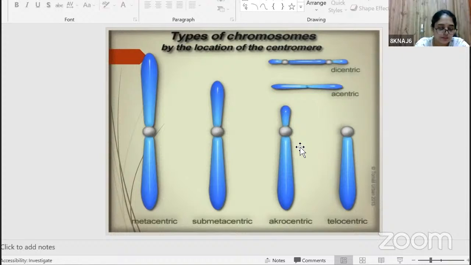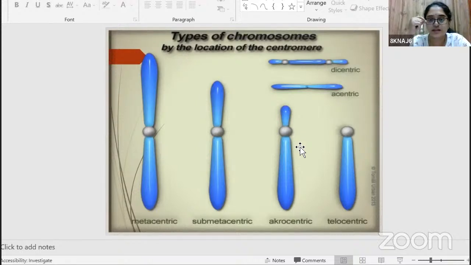Somatic cells have a diploid complement, that is 46 chromosomes, whereas sperm and ova have a haploid complement of 23 chromosomes each from both the parents. So the numbers of male and female conceptions are always approximately equal. Now, based on the location of the centromere, chromosomes are classified as metacentric, submetacentric, acrocentric, and telocentric.